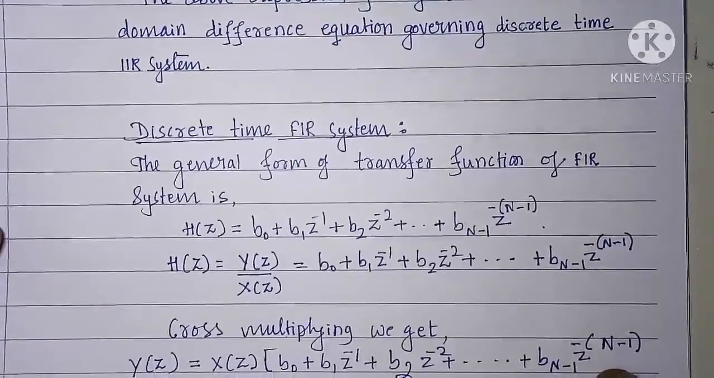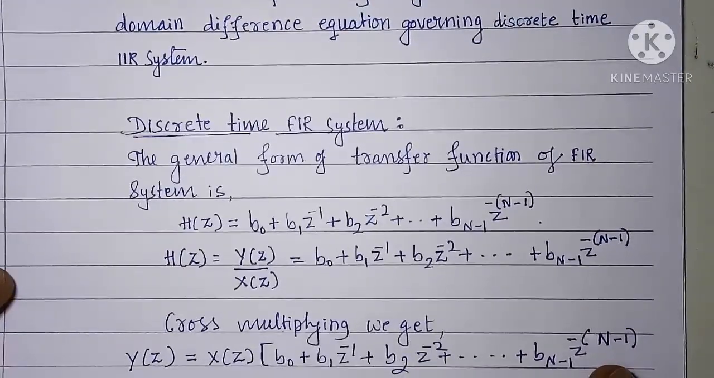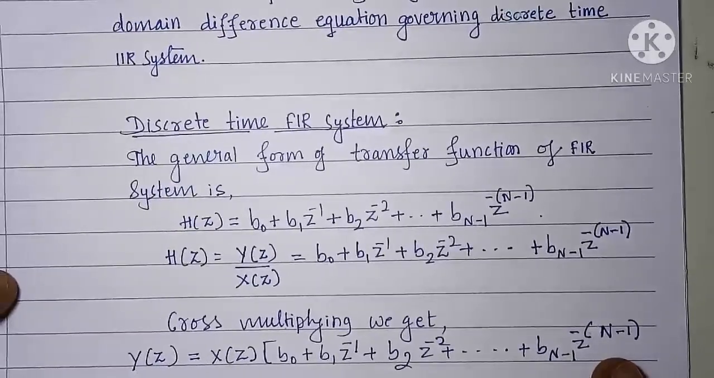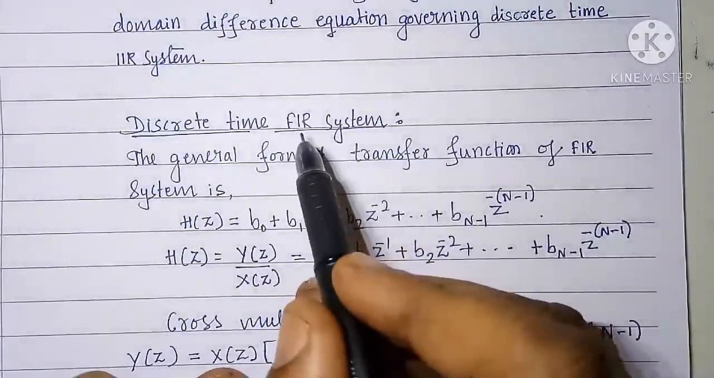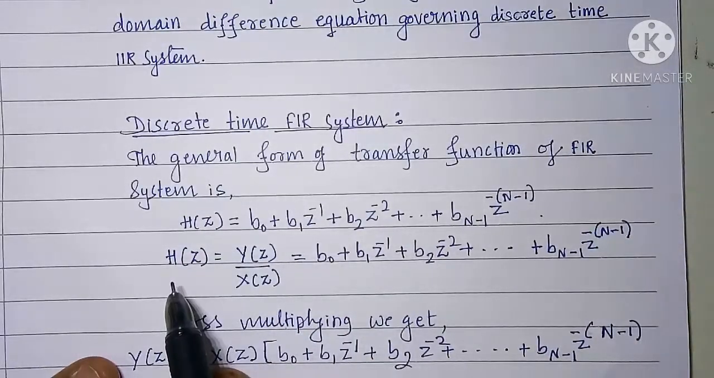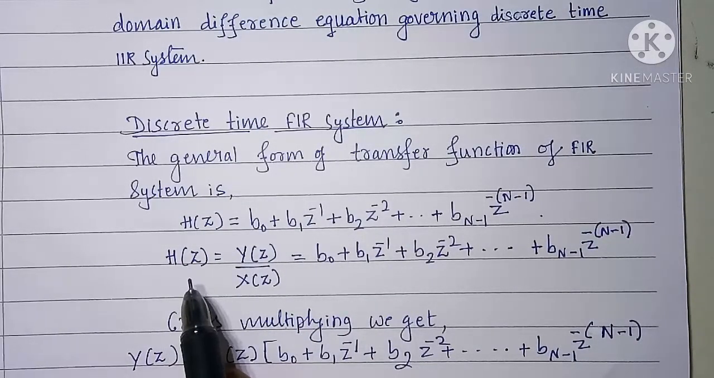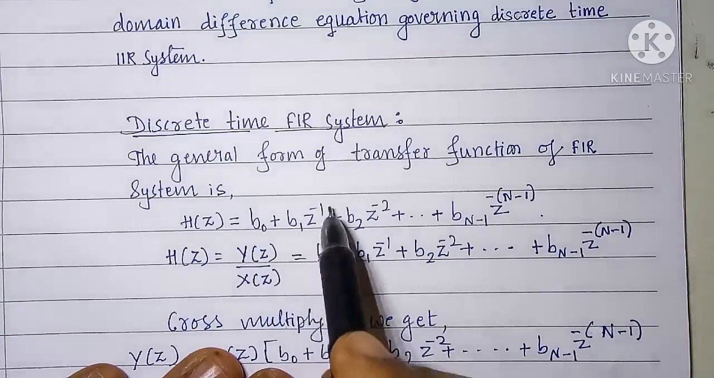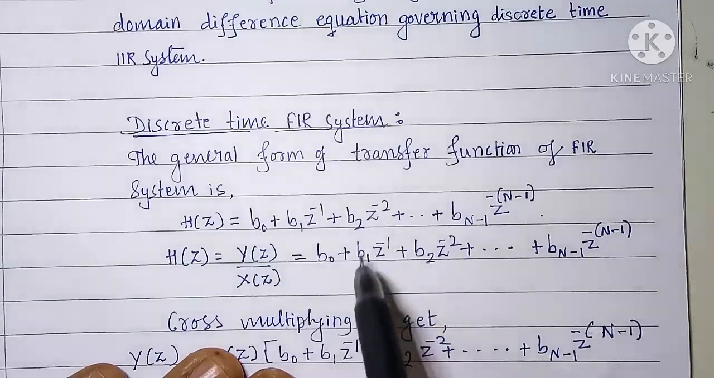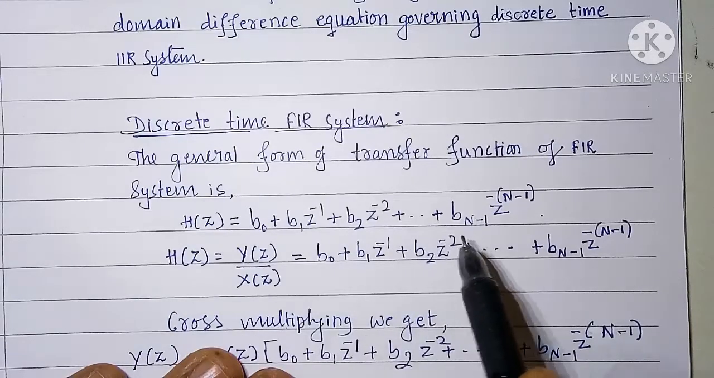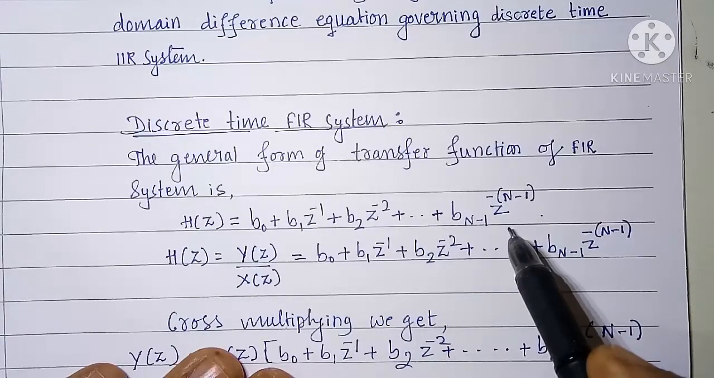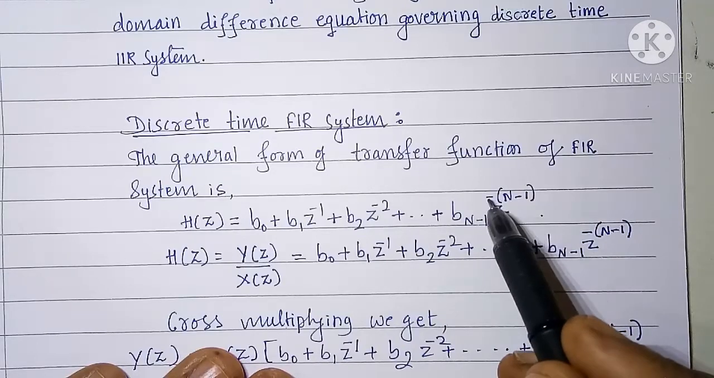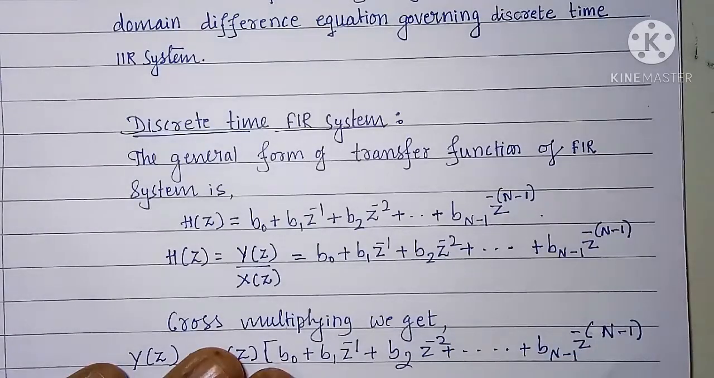And also we have studied transfer function of FIR system in Z domain and discrete time domain. In Z domain, H of z is given by b0 plus b1 z raised to minus 1 plus b2 z raised to minus 2 plus and so on up to b n minus 1 into z raised to minus of n minus 1.